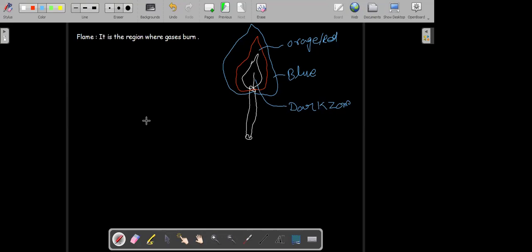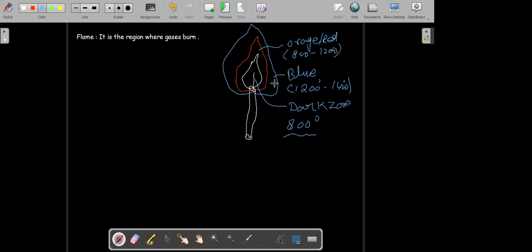What happens here in the innermost zone? You only find the vapors of the gas at a high temperature. The temperature of the dark zone is about 800 degrees centigrade. Then the next temperature is of the orange or red flame, and after that, the highest temperature is of the blue flame, which is about 1200 to 1400 degrees. The middle zone is around 800 to 1200, a medium between.